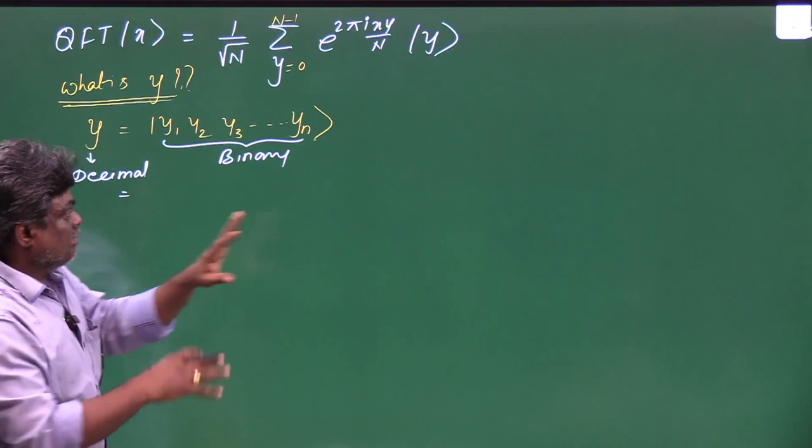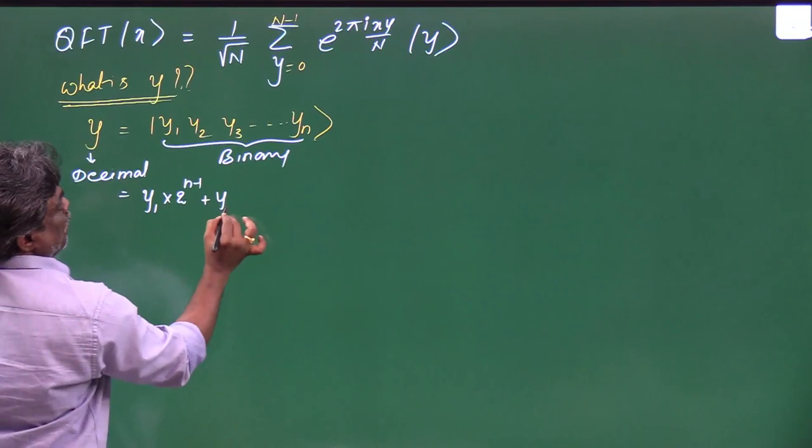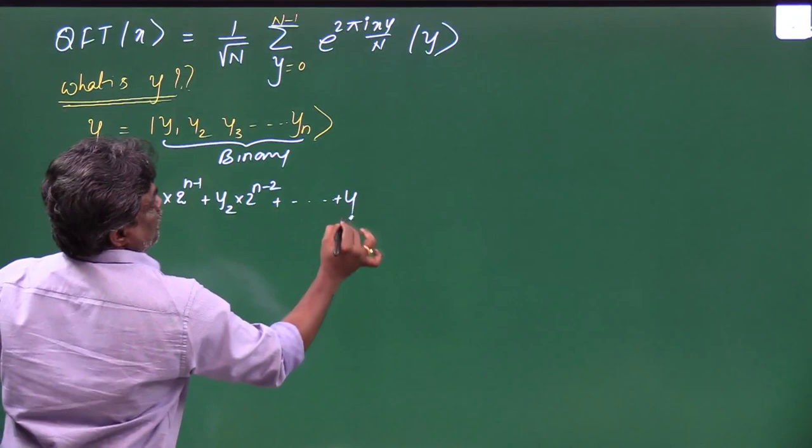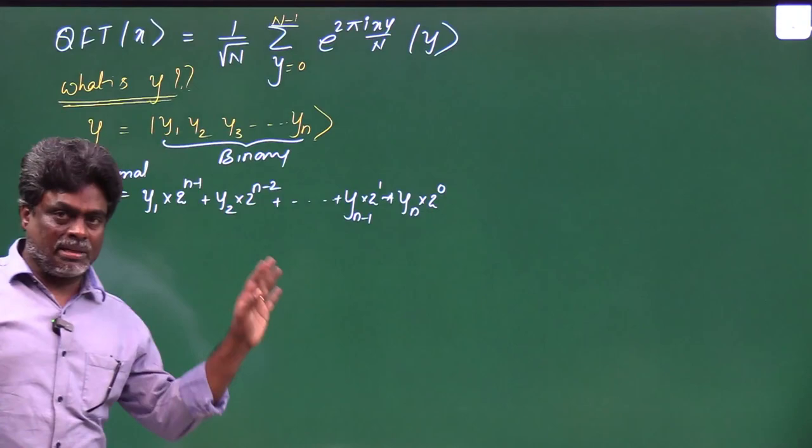Please listen. So this can be written as y1 into 2 power n minus 1 plus y2 into 2 power n minus 2 plus so on. I hope you understand what I'm writing. yn minus 1 into 2 power 1 plus yn into 2 power 0. Am I right, sir? Okay.